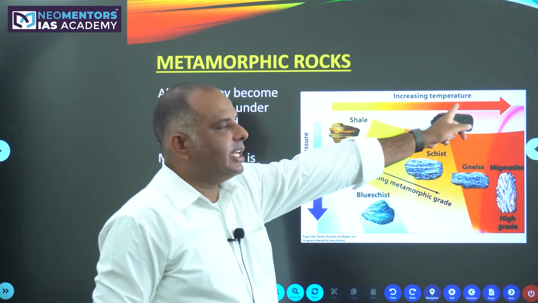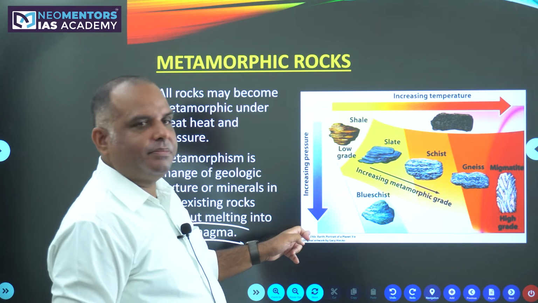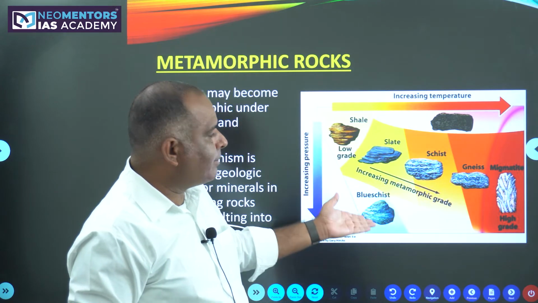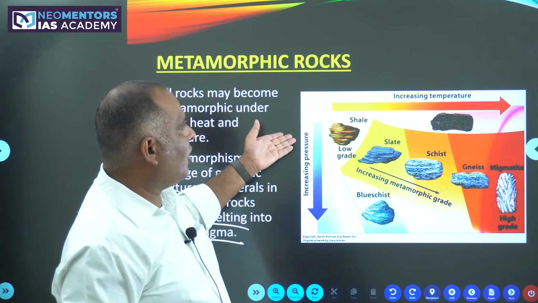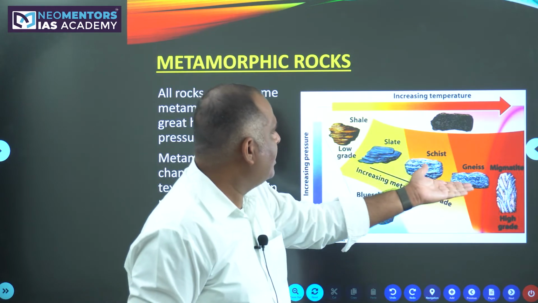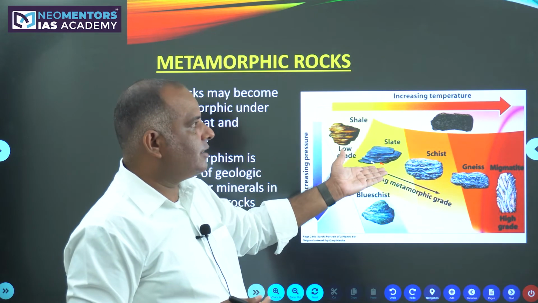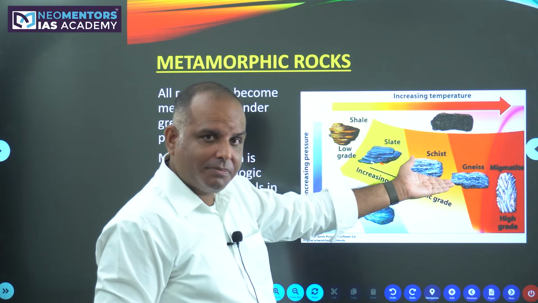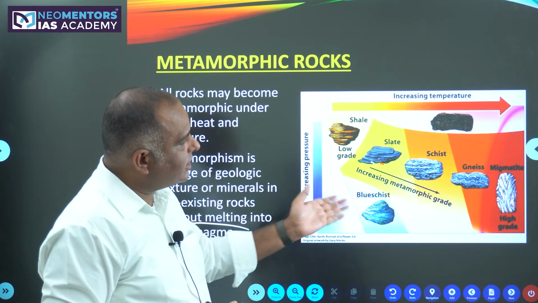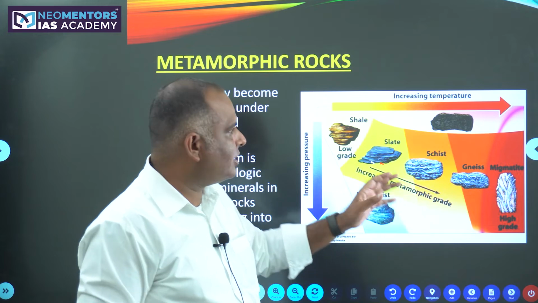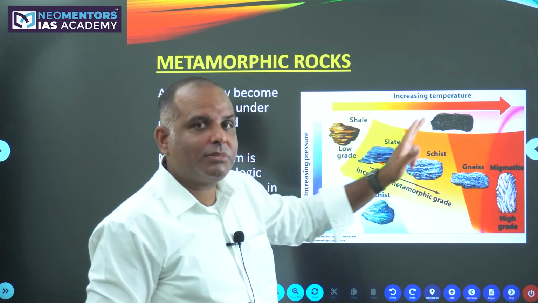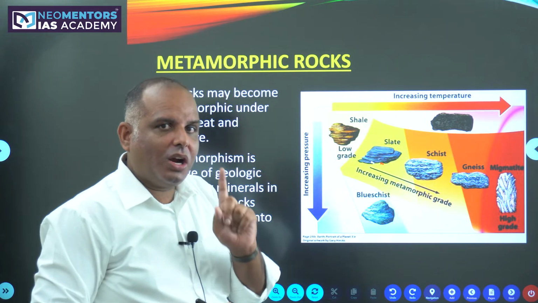You see here, increasing temperature, increasing pressure. If the pressure is more, a slate becomes blueschist. Again, if there is increasing heat and relatively lesser pressure, see the transformation, right? A shale would become a slate. If there is further availability of heat, it becomes schist or gneiss, right? So in any of these transformations, we are not seeing the conversion of the original rock into magma, right? It is just transforming into something else because of heat and pressure. This is called metamorphism.